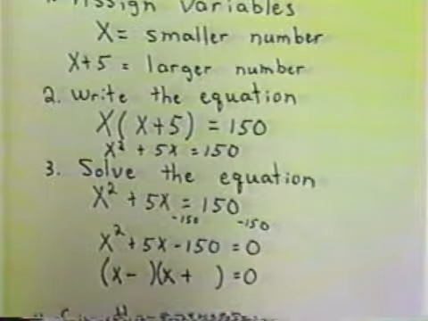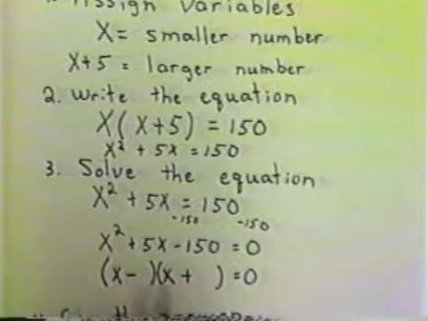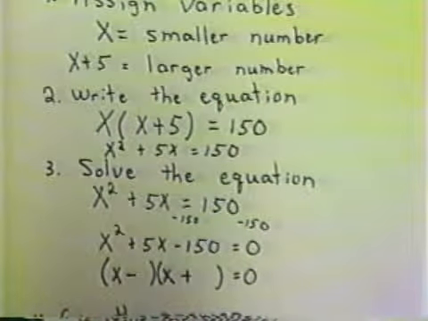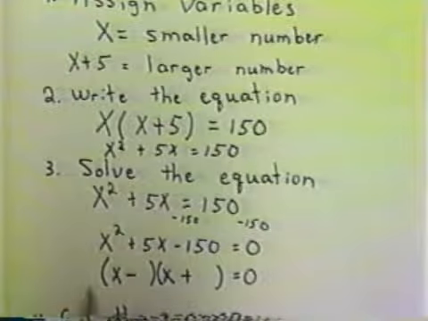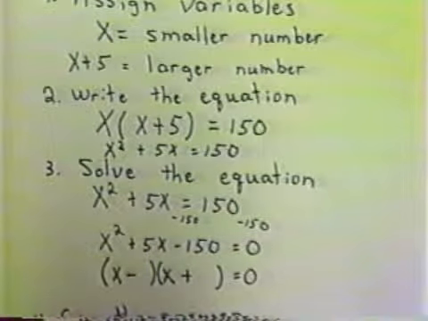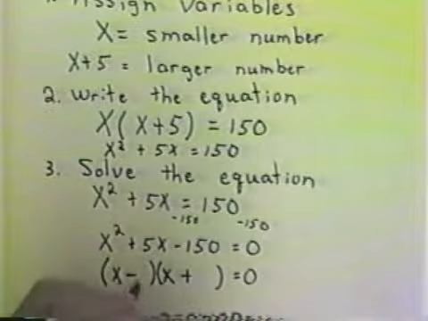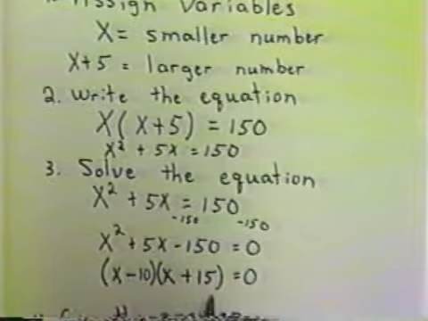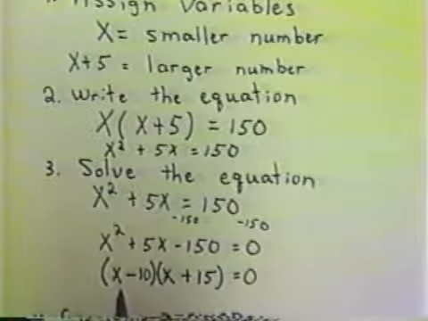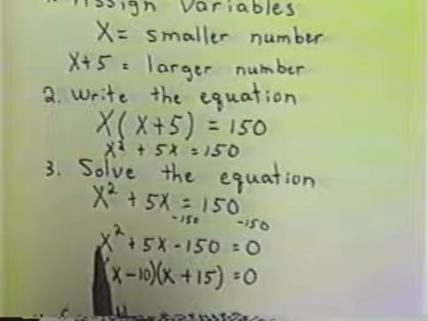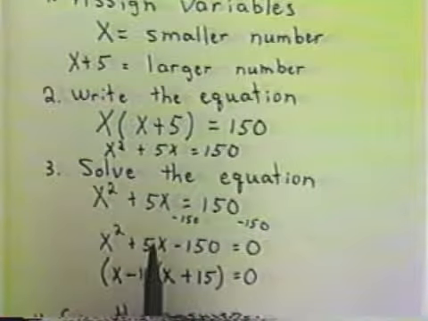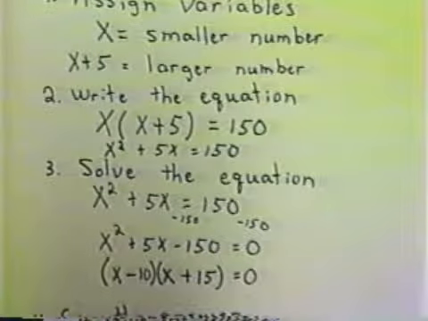Now how can I get 150? Well, you might want to think of several combinations. In fact, you may want to stop the tape and write down the combinations before I have a chance to write them down, just to see that you can come up with the same ones. But I think what's going to work is going to be 10 and 15. 10 times 15 is 150, and this we'll check. X times x is x squared. This will be a positive 15 and a minus 10, which will be a positive 5, and then a negative 150.